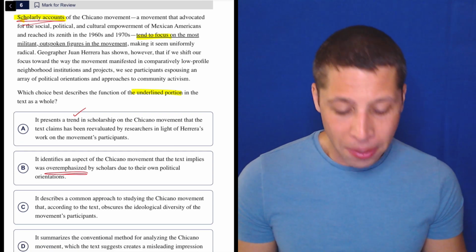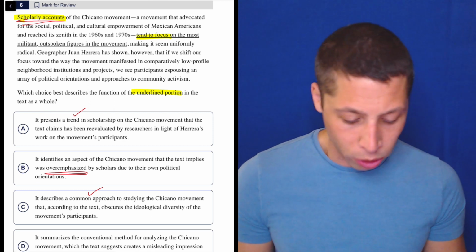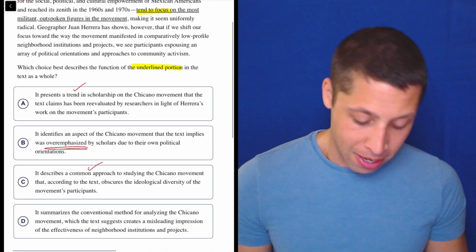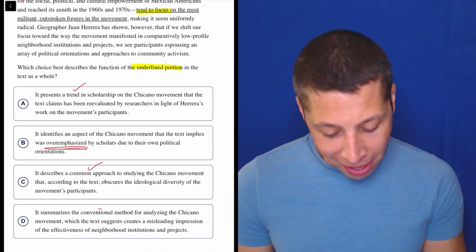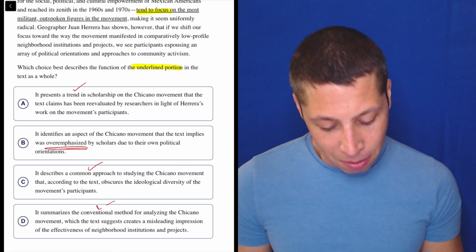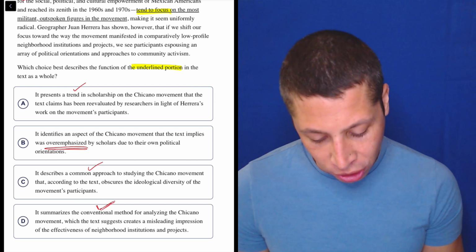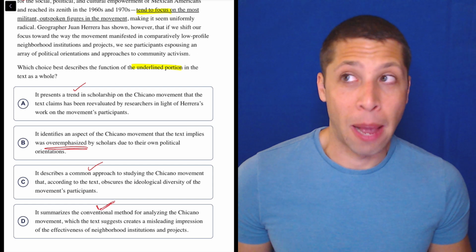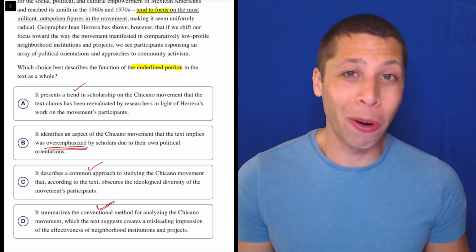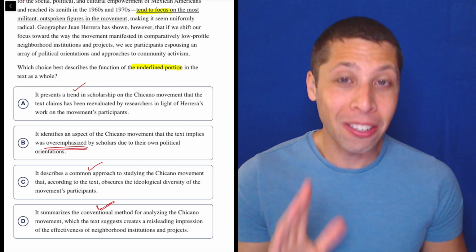C, it describes a common approach, that also sounds like a trend, to studying the Chicano movement that, according to the text, obscures the ideological diversity of the movement's participants. D, it summarizes the conventional method for analyzing the Chicano movement, which the text suggests creates a misleading impression of the effectiveness of neighborhood institutions and projects. So this happens sometimes, right? I was really hoping that I'd be able to just get rid of all the choices, or at least two of them, based on this idea of it focusing on something, but it doesn't really work.